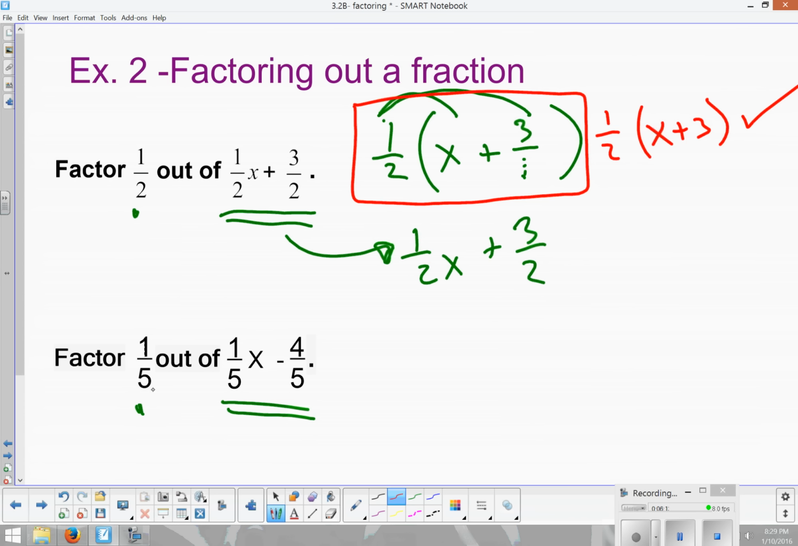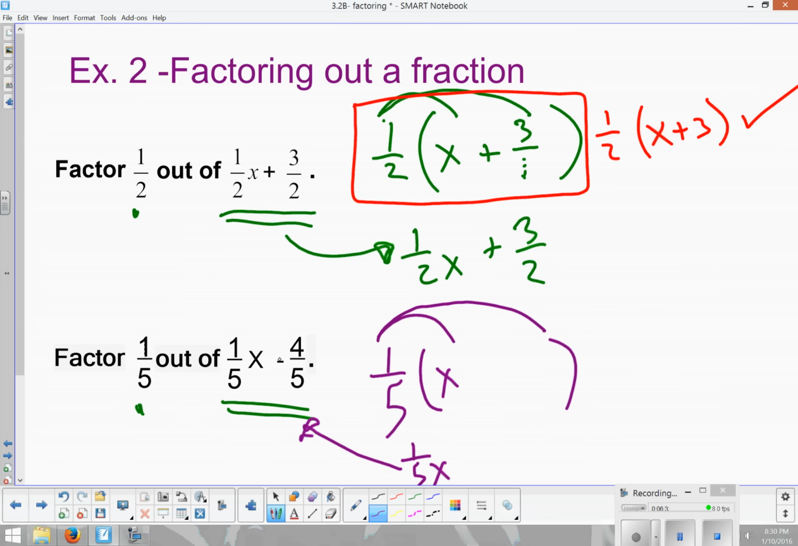So again, what did they ask you to take out? They're asking you to take out the 1/5. So we're going to take out 1/5 and put the parentheses there. 1/5 times what is going to give us 1/5 x? Again, we're trying to make this look like that. 1/5 times x gives us 1/5 x. 1/5 times what? And don't forget there's a subtraction, so we'll put a subtraction. 1/5 times what gives us 4? 1 times 4 gives us 4. So we have here 4.